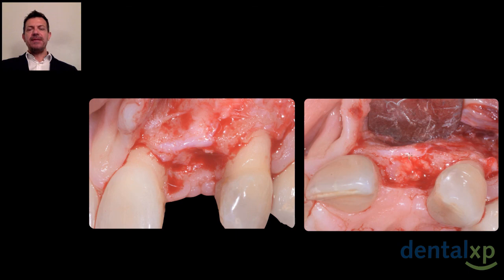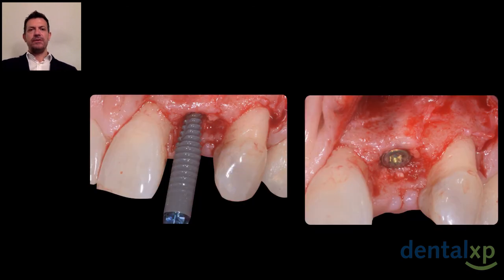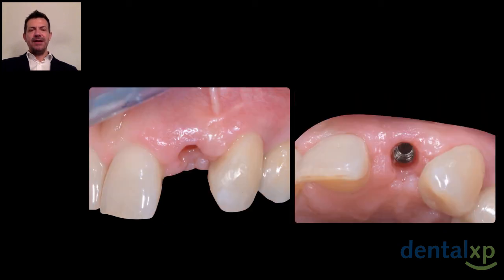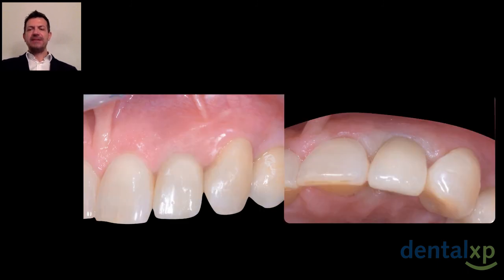The implant is prosthetically guided. We have all the volume that we want from the point of view of the new bone formation. And then after 6 weeks, we can prosthetically load the implant. Look at the amount of keratinized tissue that we have. And this is the definitive ceramic crown, the definitive restoration, and we are really satisfied with these outcomes.